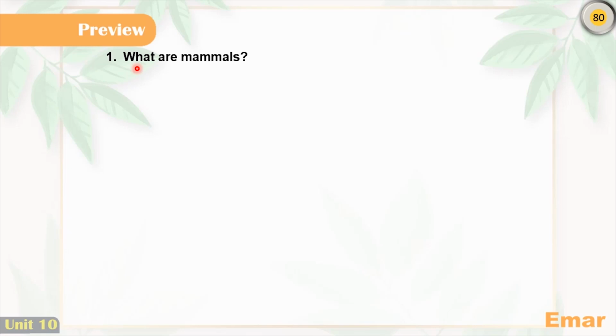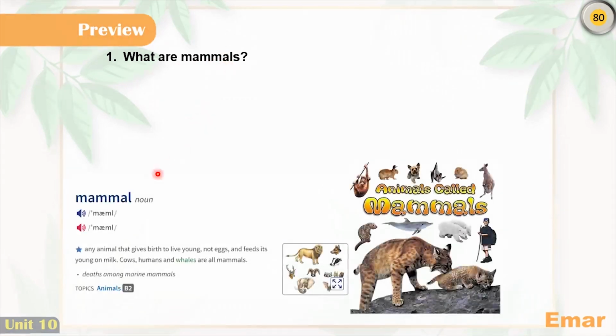As the name suggests, the word mammal is similar to the word mama somehow. And if you look it up in any dictionary, it tells you that a mammal is any animal that gives birth to live young, not eggs, and feeds its young on milk. For example, cows, humans, and whales are all mammals. Of course, there are hundreds of other mammals.